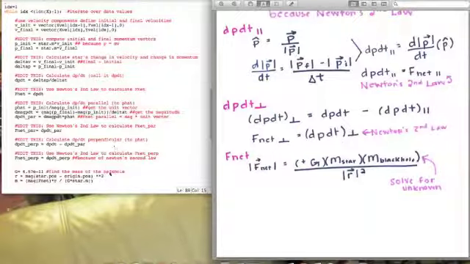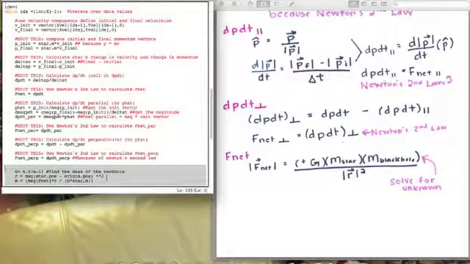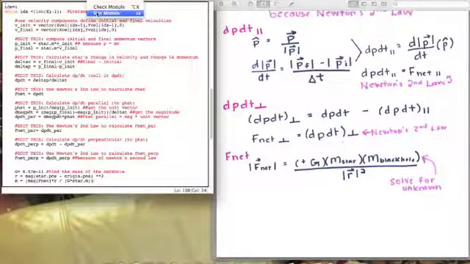And finally, the F net equation right here was used right here in the code to solve for the unknown, which would be the mass of the black hole. And this is what the code looks like when it's run.